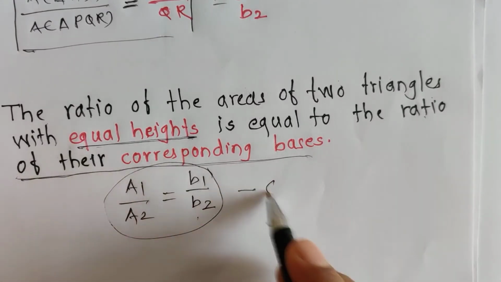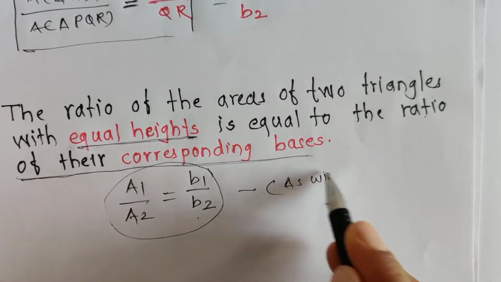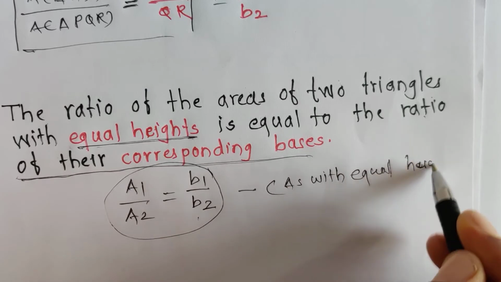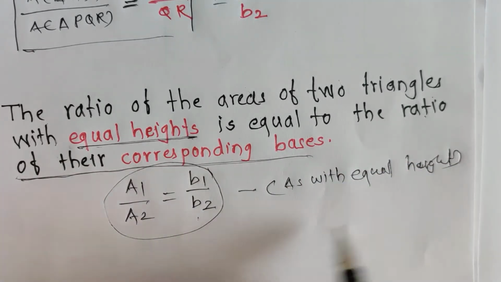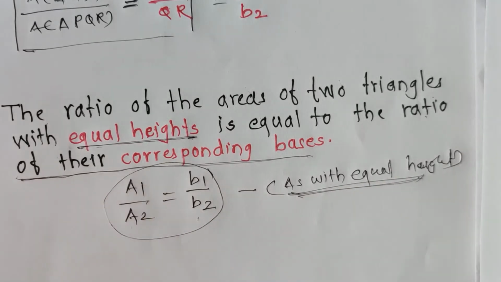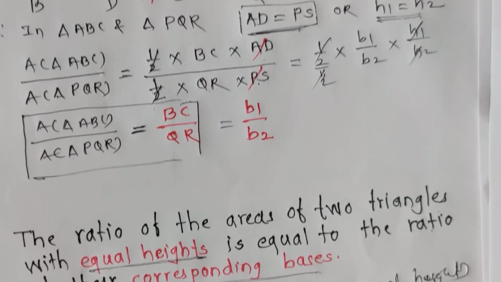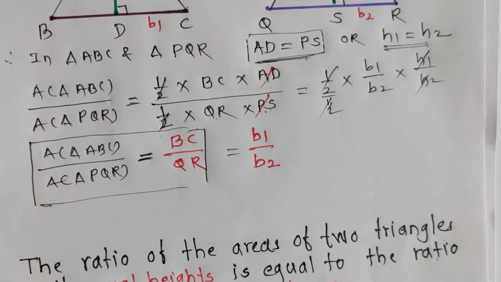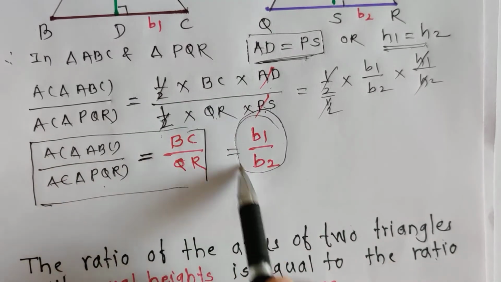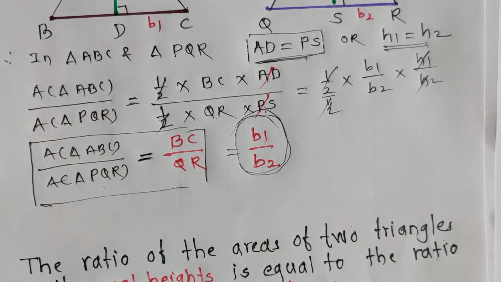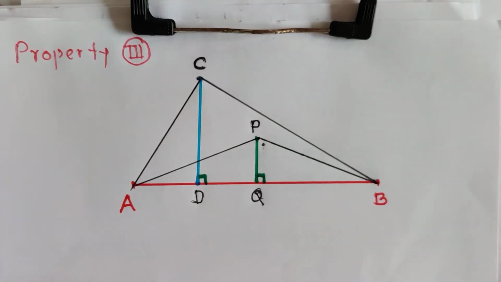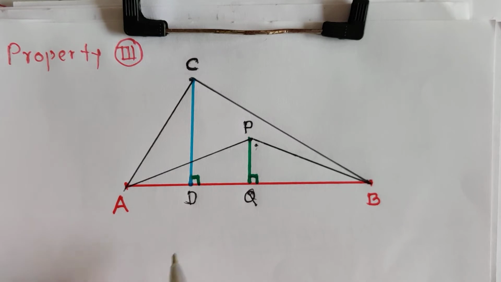But this is for triangles with equal height, this is the reason. Whenever we use this property, we have to write this reason: triangles with equal height. So this is our second property. Remember this second property. If the heights are equal, then the ratio of areas of triangles is always equal to the ratio of their bases. So this is the second property. Let us see the third. So in this third property, if we observe these two triangles, which one?